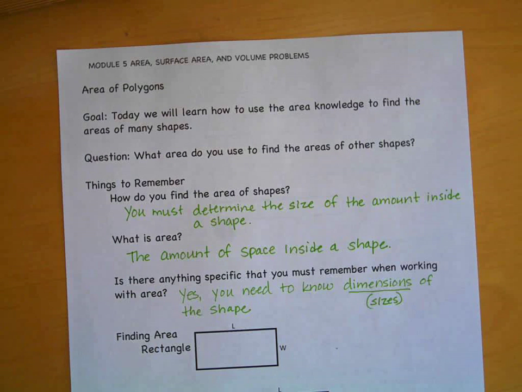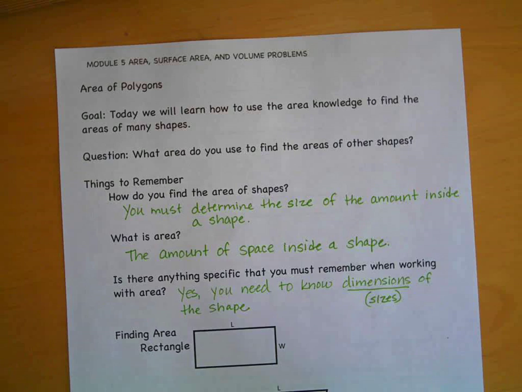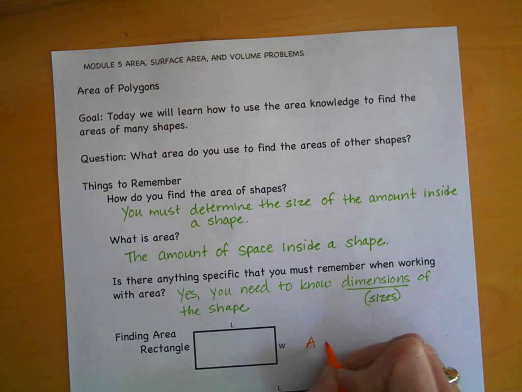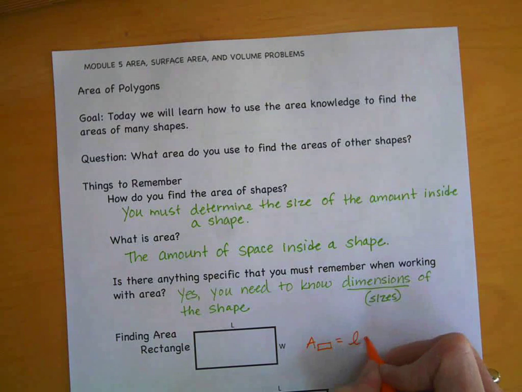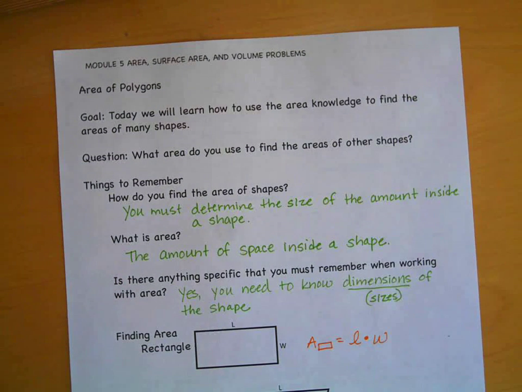All right, so the first thing that we need to talk about, and I'm hoping for all of you that this is a review, is finding the area of a rectangle. I did mention that a little bit ago, that when you find the area of the rectangle, you take the length times the width. So to find the area of a rectangle, this is the way we would write it.